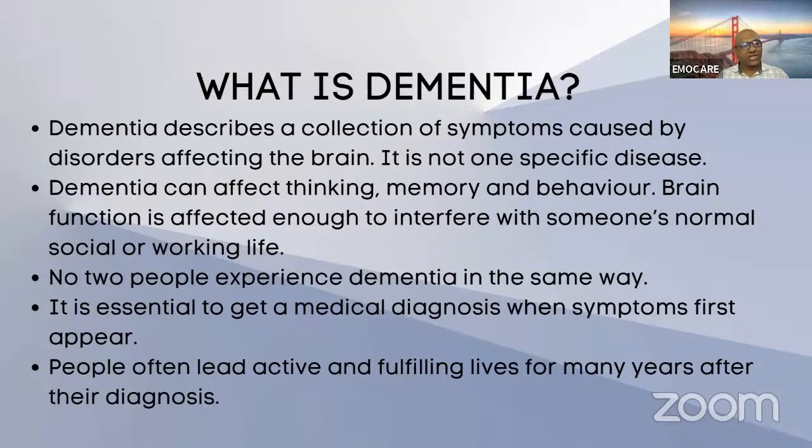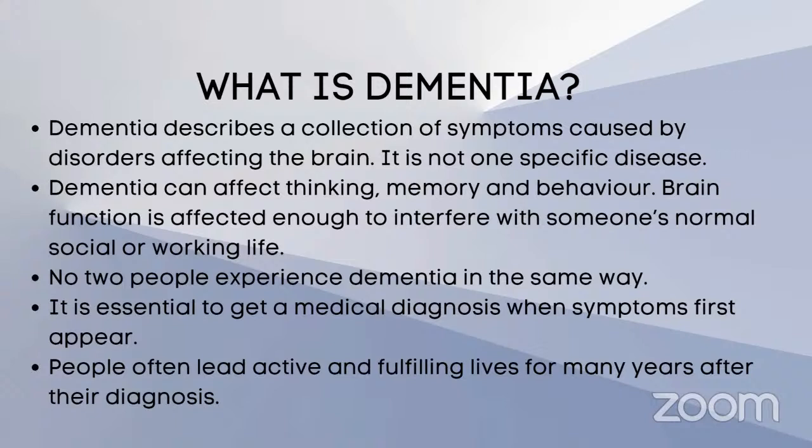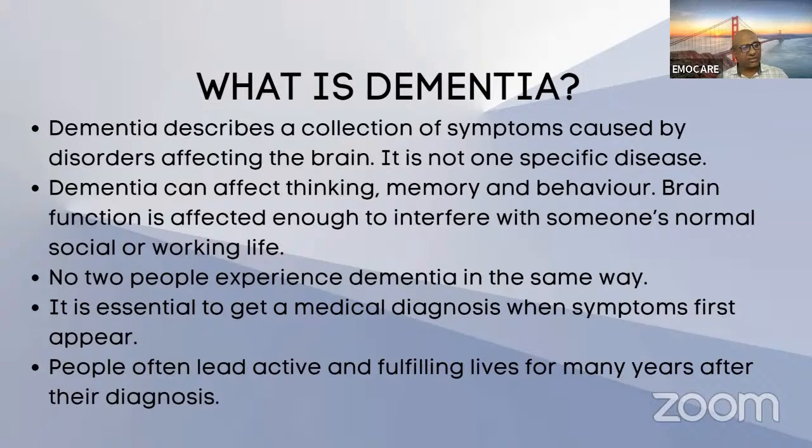So, what is dementia? Dementia describes a collection of symptoms, not one symptom, caused by disorders affecting the brain. It is not one specific disease. Dementia can affect thinking, memory, and behavior. Brain function is affected enough to interfere with someone's normal social or working life.